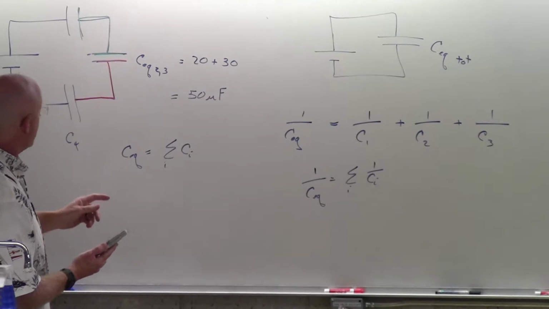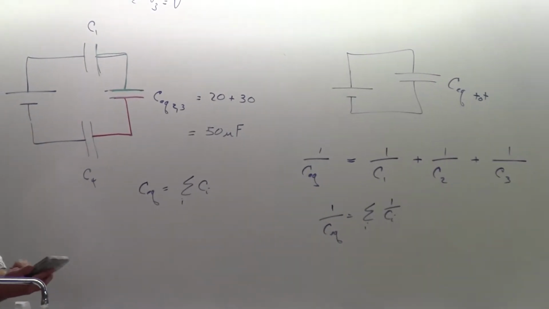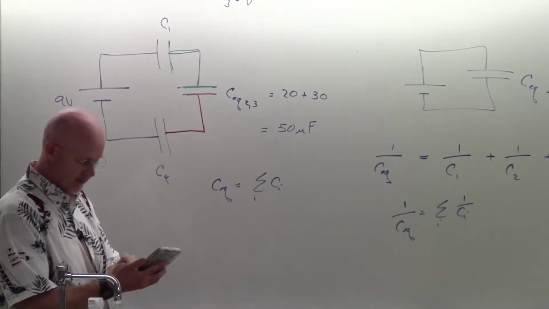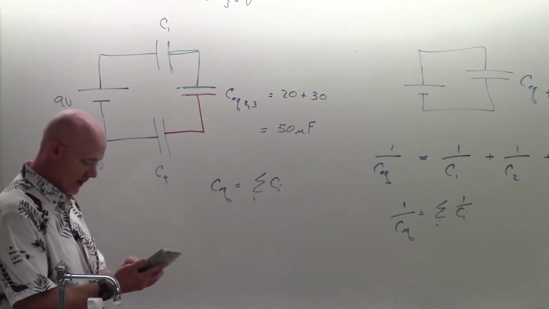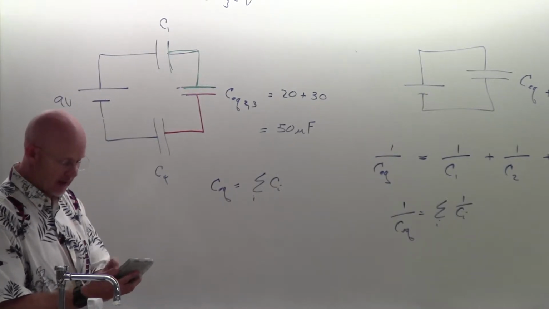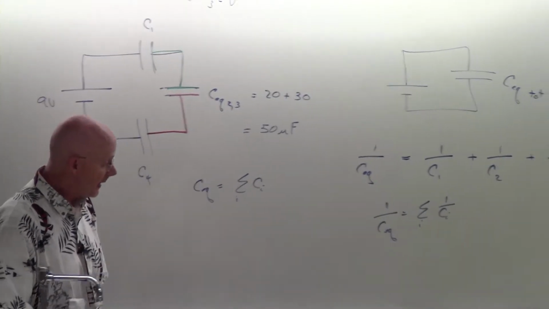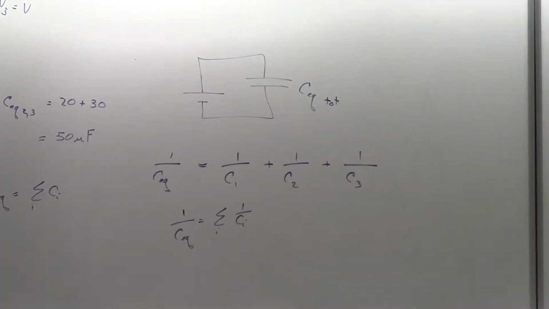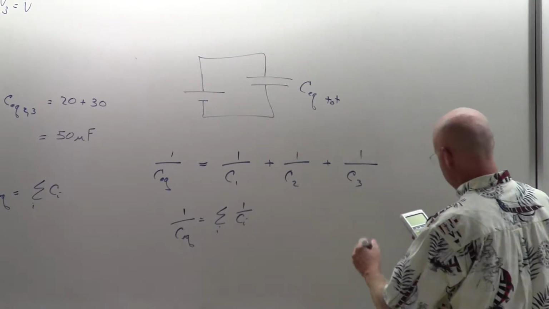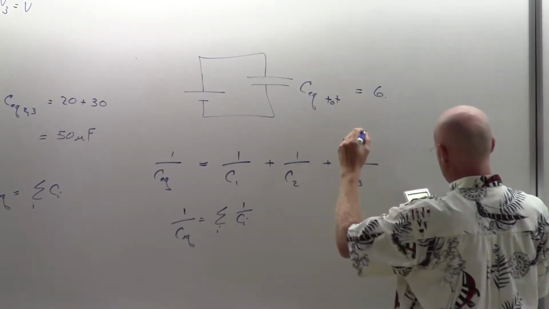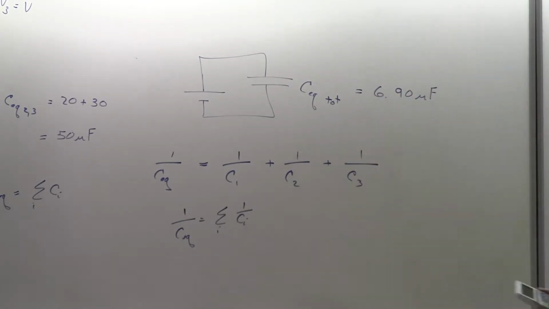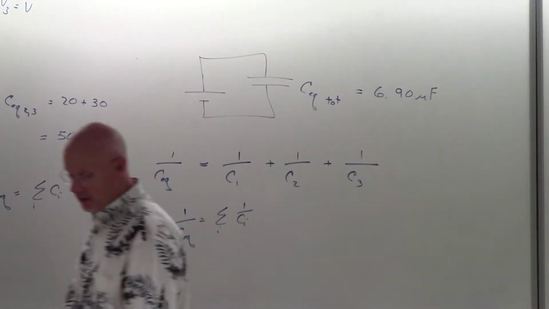And so the first one is a 10, so I'm going to go 10 reciprocal key. Add to the 50, hit reciprocal key. Add to the 40, hit reciprocal key, hit enter, reciprocal, enter. And I heard somebody say it already. Just make sure I got the same number. So I go through all this. I got 6.90 microfarads. So that's what you got? Yeah. Okay. So that's the equivalent.